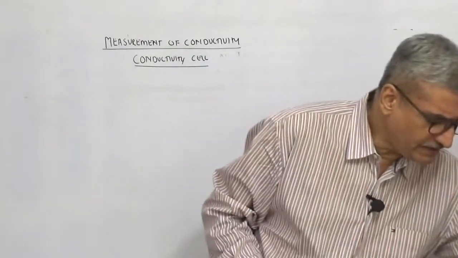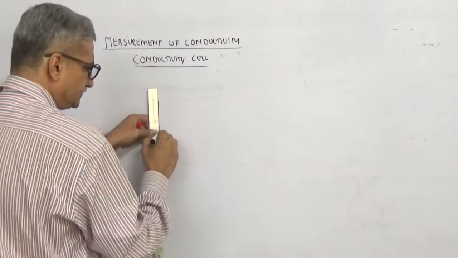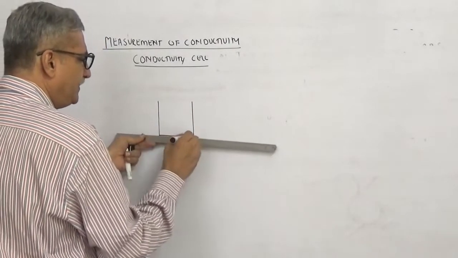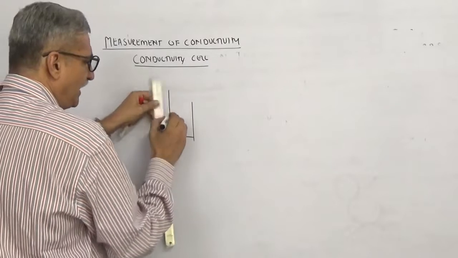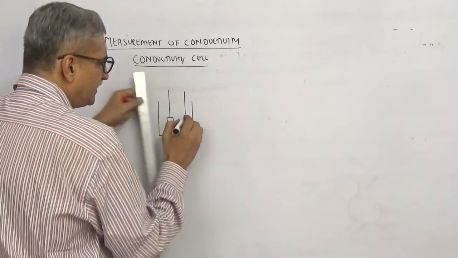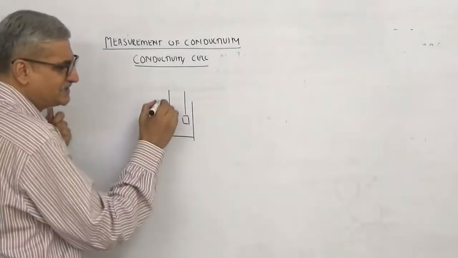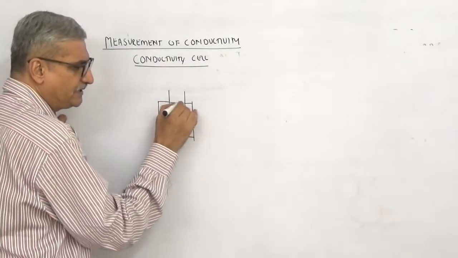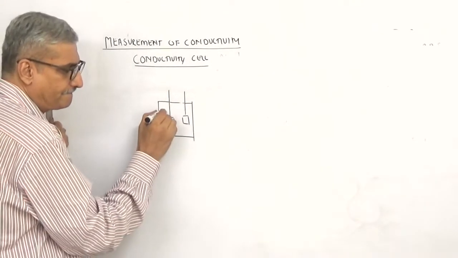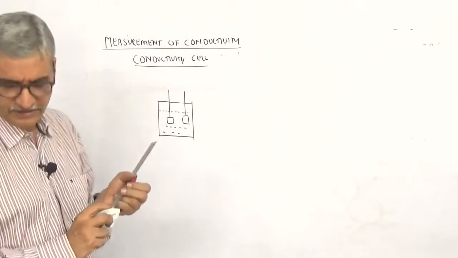In this conductivity cell, what we have is basically a beaker in which we have put two platinum plates. I had shown you the platinum electrode, if you remember. Exactly the same thing we are talking about, kept at a certain distance. This is properly sealed so that it doesn't move. So we can put the electrolyte inside this, whatever we have to measure.